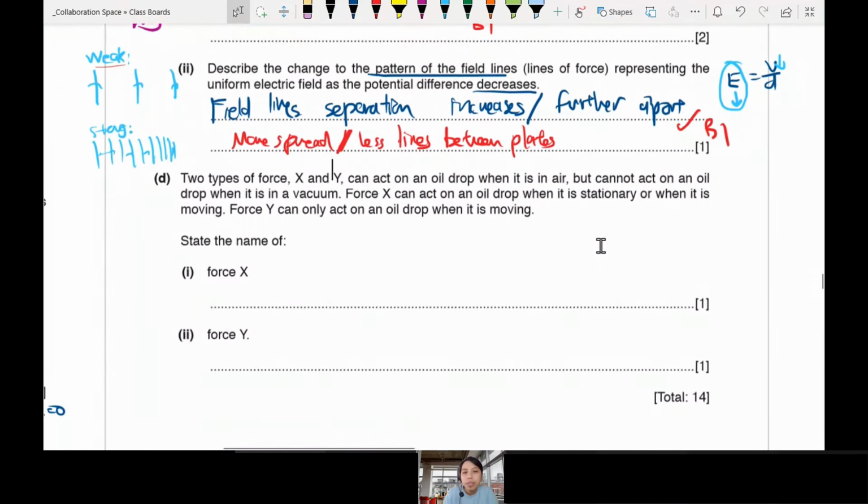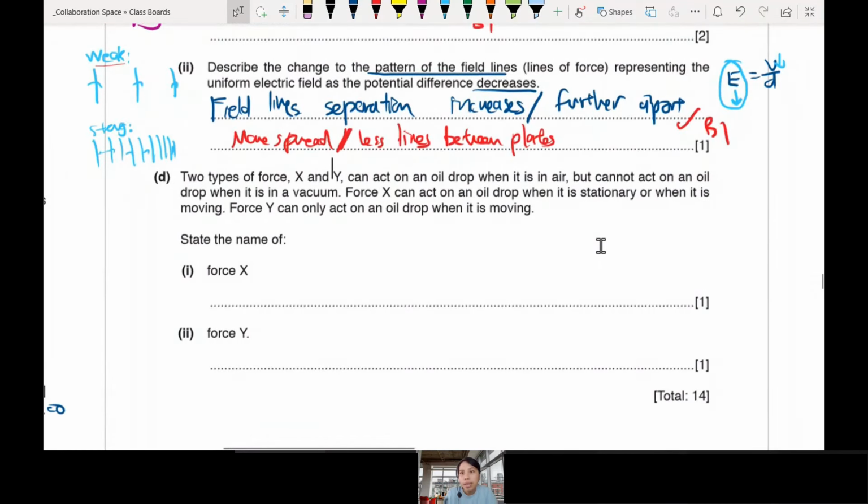So you have two forces, new forces, X and Y, that can act on the oil drop when it's in air, but cannot act when it's in a vacuum. That tells me a hint. So these two forces that we're going to guess now must have a medium, like air. It must be in air, must be in water, but cannot be in vacuum.